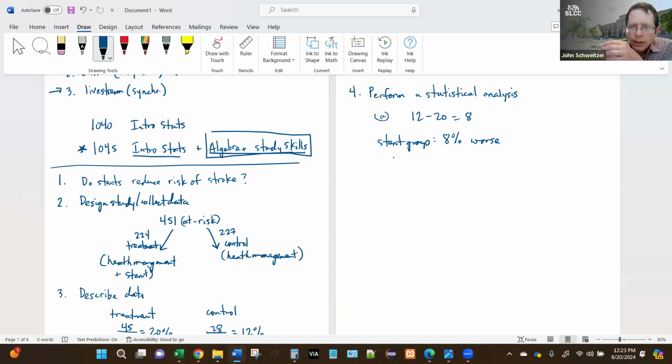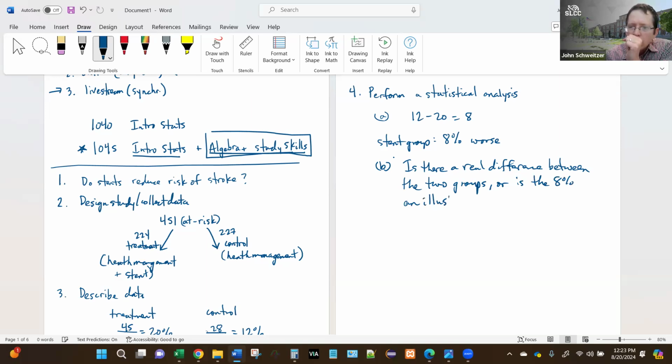The second thing, though, and this is another thing we're going to be talking about pretty much every day for the rest of the semester, is: is this a real difference or is it an illusion? Okay. Is there a real difference between the two groups, or is the 8% an illusion? Okay, or we could call it a sampling error.